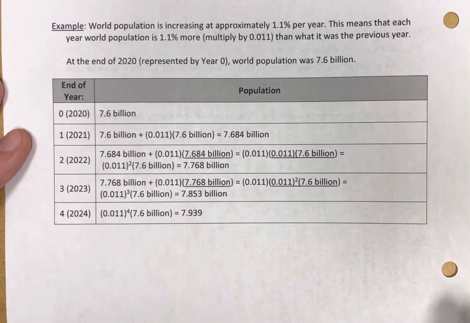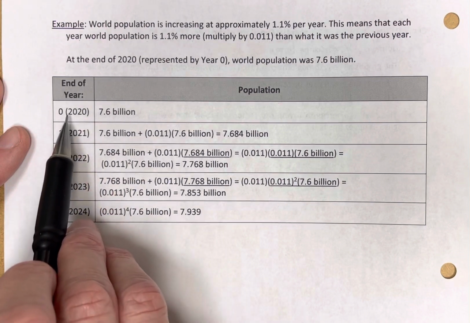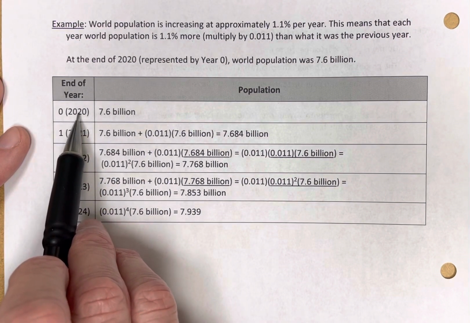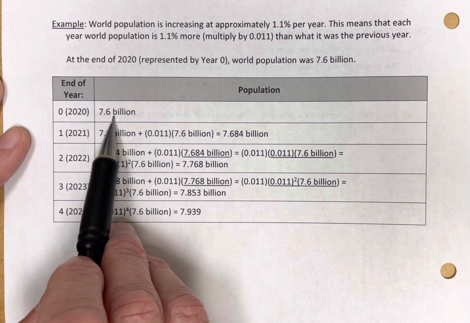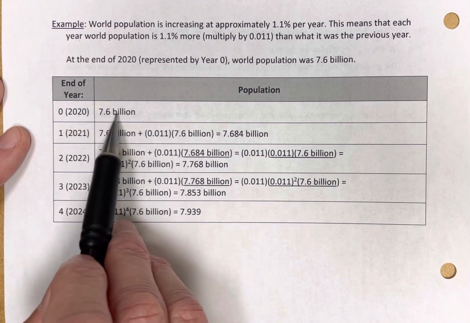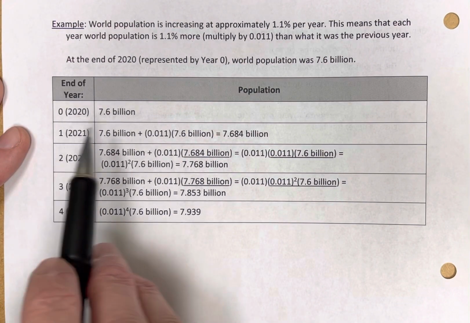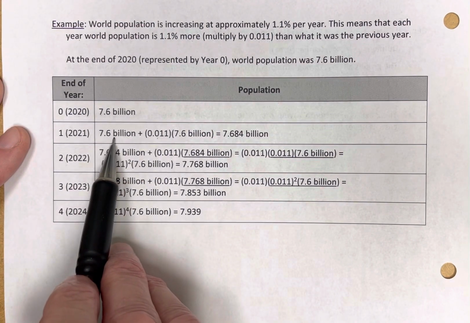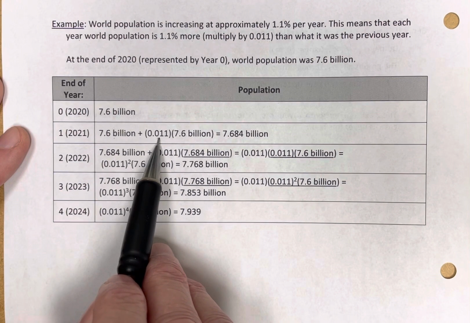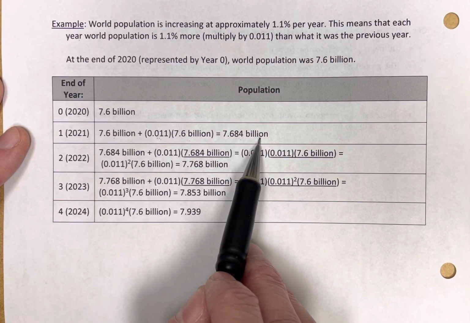Okay, so here's the example that speaks to that. Let's take a look at the end of year 0 in 2020. World population at the end of 2020 was 7.6 billion. We're just going to focus on a number. We'll use the word billion to tell us that it's a really big number. So what happens at the end of year 1? Well, it grew by 1.1%. So we started here, and we add 0.011 times 7.6 billion to get to 7.684 billion.